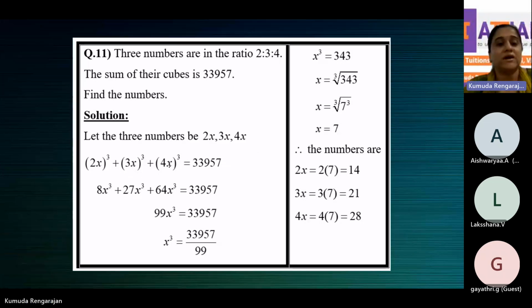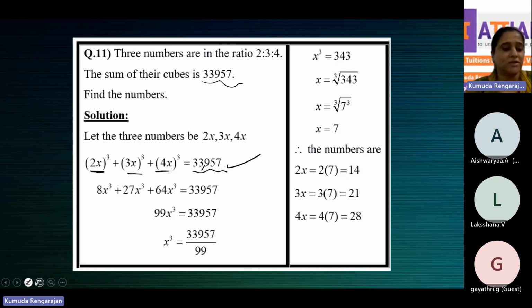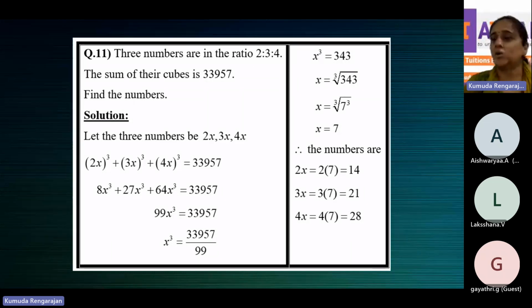So I was telling you the sum of their cubes. You can see here 2x the whole cube plus 3x the whole cube plus 4x the whole cube. The sum is given to be 33,957. So this is the equation. Now what is 2x the whole cube? 2x into 2x into 2x. 2 into 2, 4. 4 into 2, 8. x into x into x is x cubed.